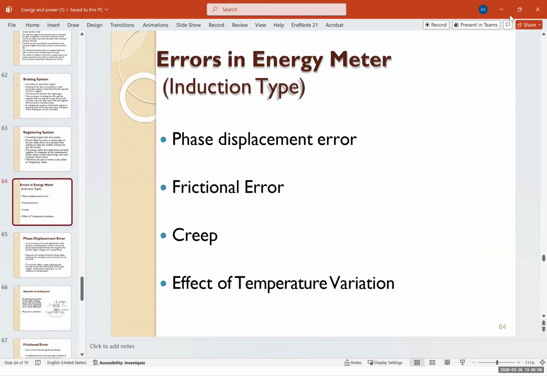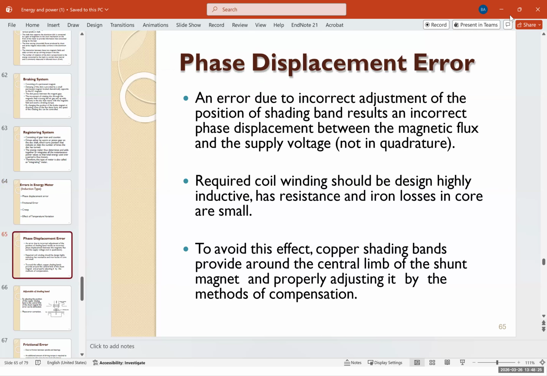Now, some problems and errors in these energy meters. The first problem is phase displacement error. The second one is friction error. Any mechanical part has friction. The third one, as I mentioned, is creep. And the last one is the effect of temperature variation. So during night and day, you're going to have different values. An error due to incorrect adjustment of the position of the shading band results in inaccurate phase displacement between the magnetic flux and the supply voltage.